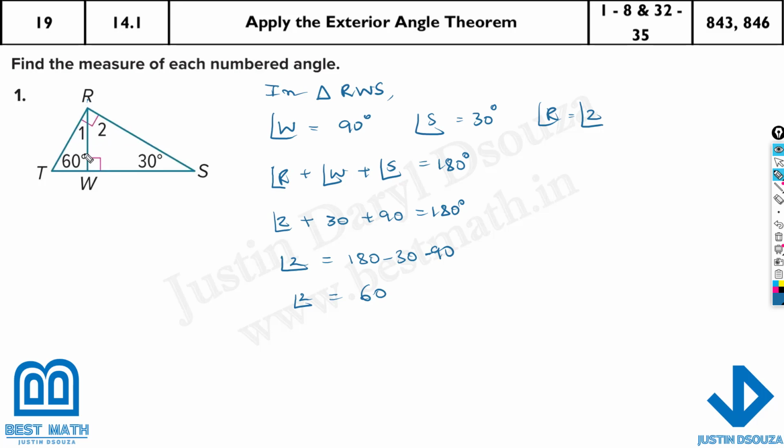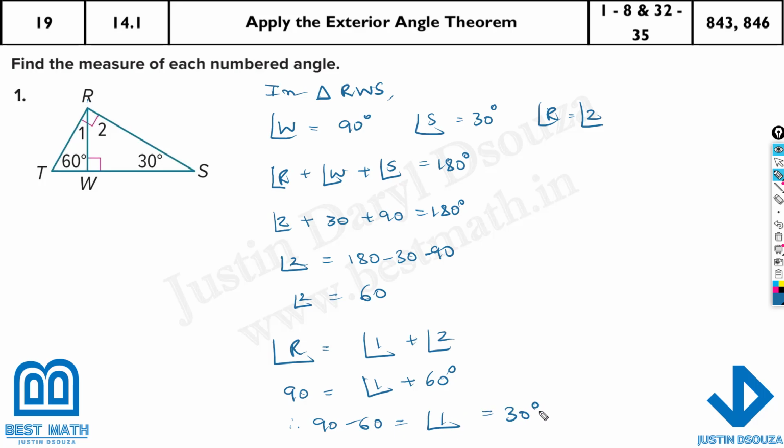We found this. Now, if you want to find the next one, you can do similarly in triangle RTW, or the easier way is angle R is equal to measure of angle 1 plus measure of angle 2. Why? Because we know that's a 90 degree angle. Let's write this because they have asked for 1 and 2. Now we can say 90 is equal to 1, which is unknown, plus 2, which is 60 degrees. Therefore, it's going to be 90 minus 60 is equal to measure of angle 1. You can write in the next line that it is equal to 30 degrees.